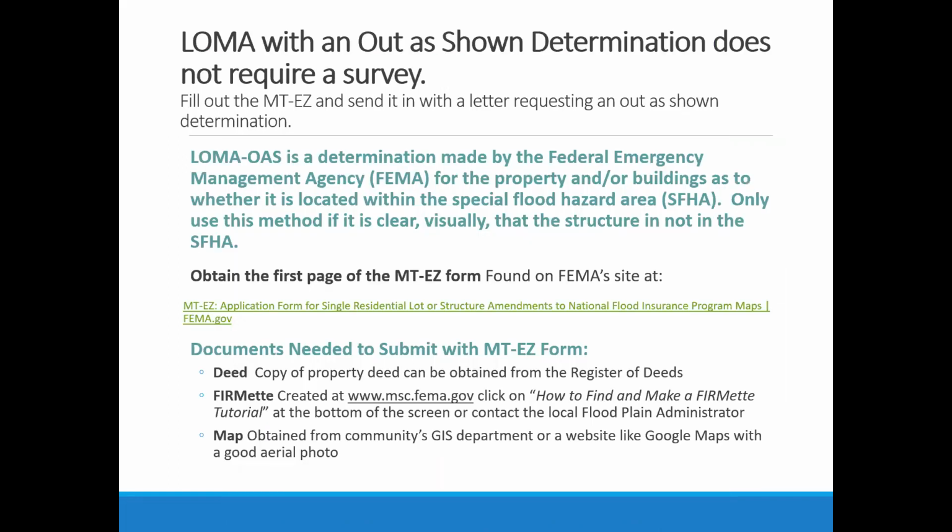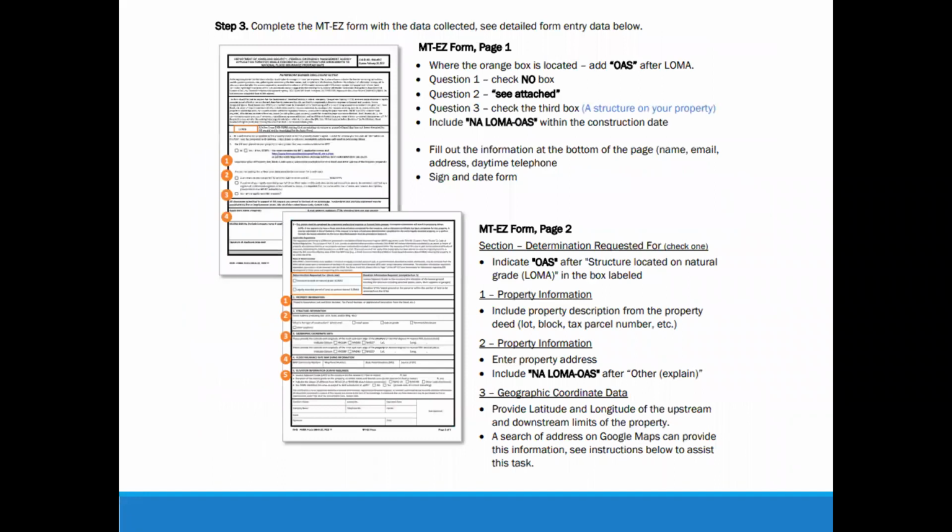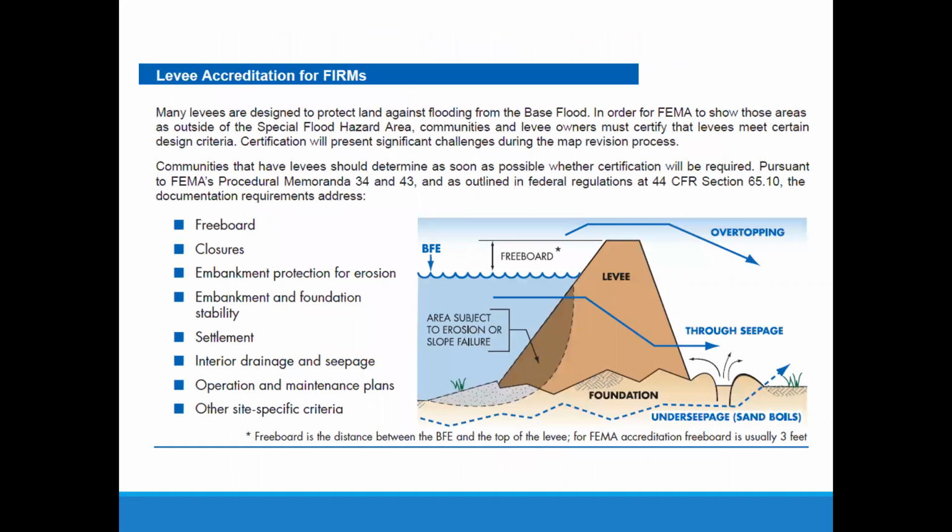And so you have the LOMA MT-EZ application, and then FEMA has these instructions on how to do it. You just take the MT-EZ and fill it out as they say here. You're writing an "out as shown" on a lot or structure, and then providing the information. You have a deed attached to it and a community map, like from your GIS department. You just submit that information and they will give you a LOMA "out as shown." So that's just a different version of it.